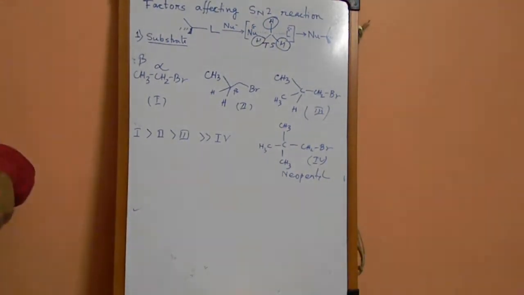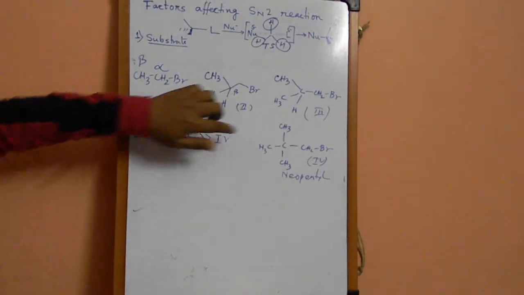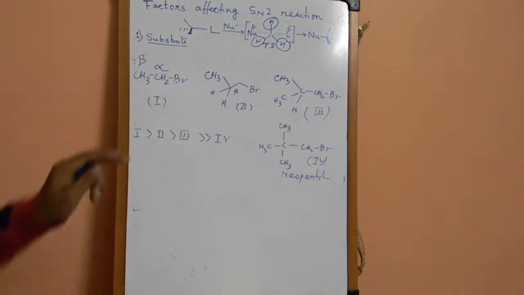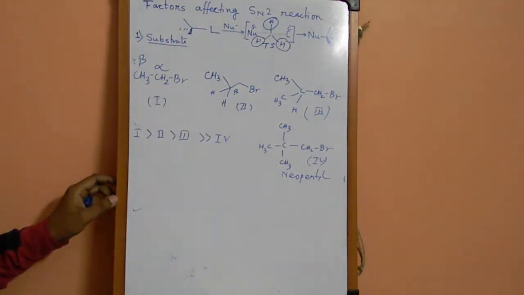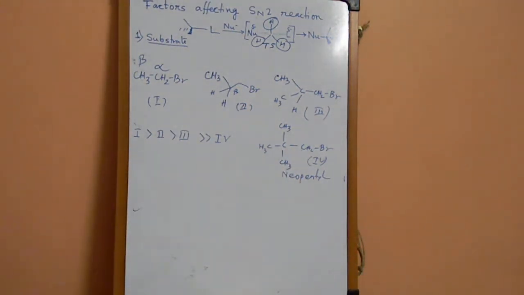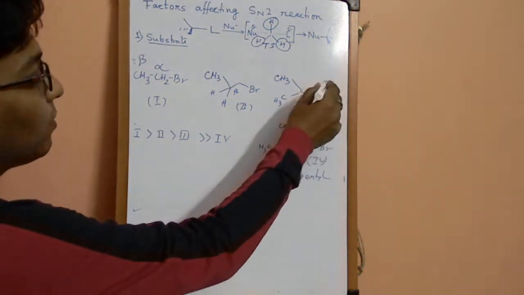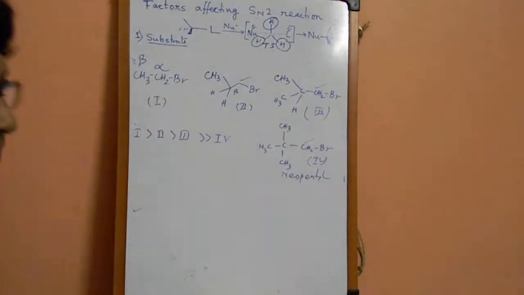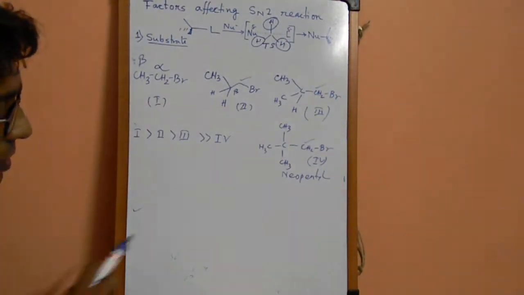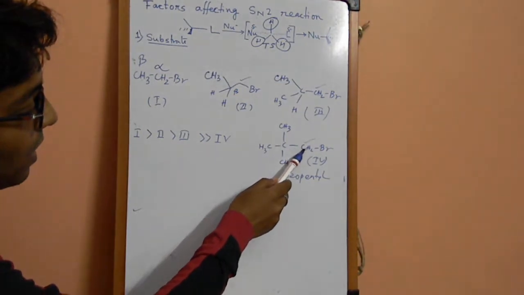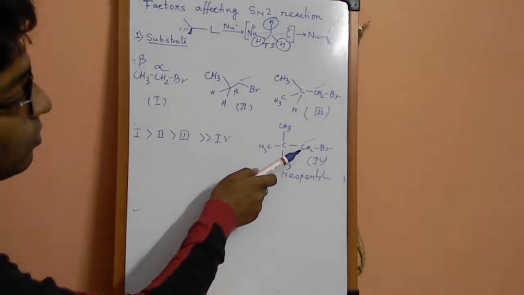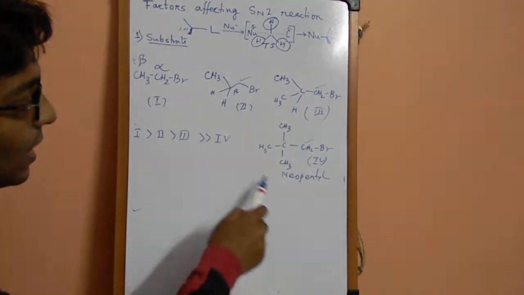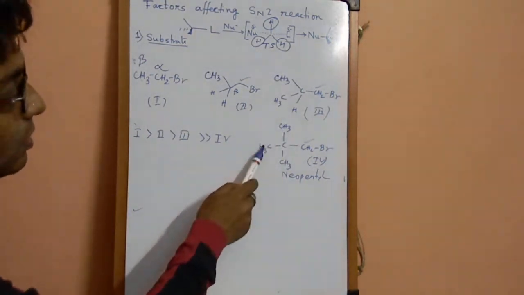Now why is it such a case? The beta carbon and its substituents offer great resistance towards the backside attack of the nucleophile to this carbon atom, because this is the central carbon atom where the nucleophile is going to attack. It appears to be a simple one, the nucleophile attacks and bromine leaves, but it is not the case, because the incoming of the nucleophile will be greatly hindered by the presence of this bulky tertiary butyl group with these three methyl groups.